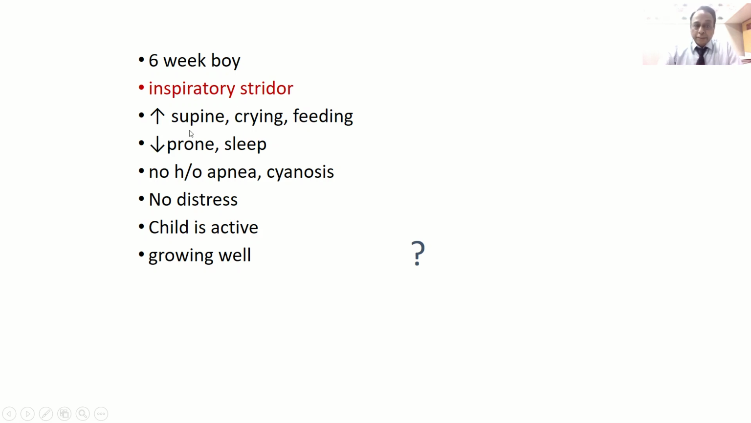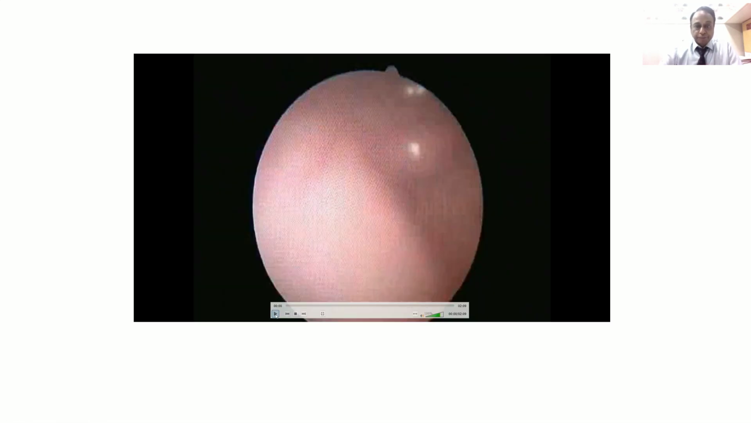And the mother says the stridor is increased in a supine position, particularly during crying and feeding, but it appears to be normal. There is no sound during sleep, or if the child is put in the prone position, the stridor reduces. That is the complaint. There is no typical respiratory distress. The child is active and otherwise growing well. This is a common differential diagnosis: laryngomalacia and acute laryngotracheobronchitis.